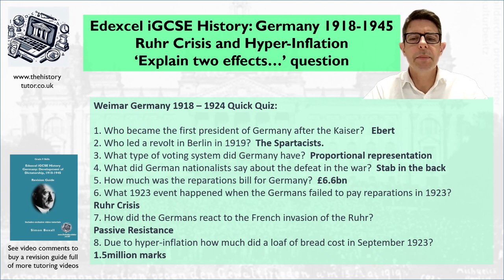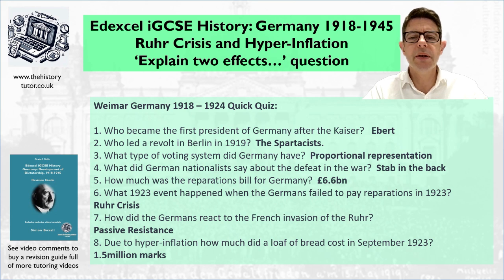What did German nationalists say about the defeat in the war? They said it was a stab in the back. The socialists like Ebert had ended the war when they were on foreign lands and were ready to try and win the war. They'd been pushed back, yes, but their spring offensive had been a success and they'd been close to Paris. So many nationalists felt they'd been stabbed in the back by socialists and Jewish people as well, because there was a connection between Jews and socialists at this time.